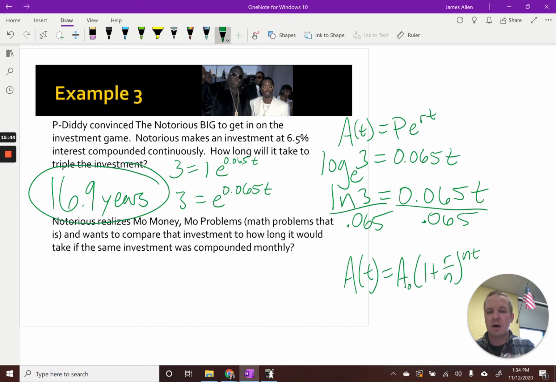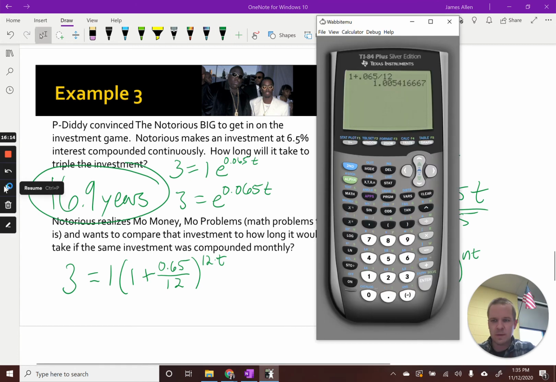So what parts do we know? I know the A of t, the amount after a certain amount of time, is going to be 3, right, because we want it to triple. Our initial amount is just $1. We really don't even need to write that, but we will, just to show the 1 and the 3. My rate, again, is 0.65. It's compounded monthly, which is 12, and then raised to the nt, so that's 12 times t. And now we can once again solve this.